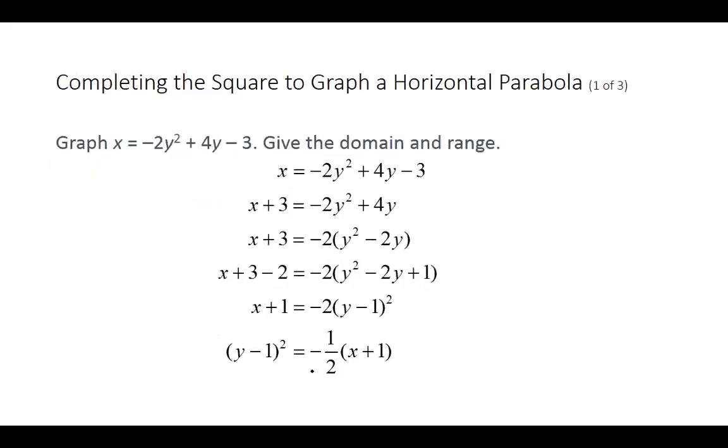Here we want to graph y equals -2y squared plus 4y minus 3. Give the domain and range. So the first step is to complete the square. I don't really need this -3 here.